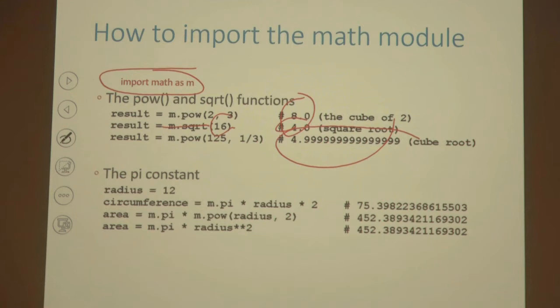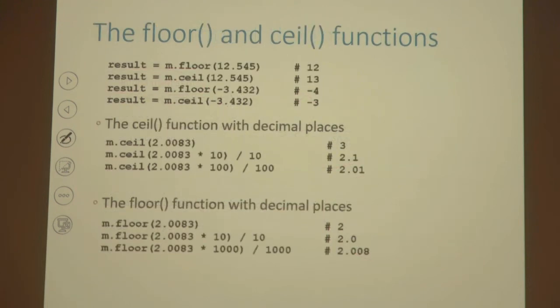Also, you know the pi value, which is 22 over 7, or 3.14. You can call it and use it like m.pi to calculate the circumference of a circle or the area of a circle. So always think of the math module as a very useful toolbox. There are many other functions, but I don't have time to go over them. You have the floor and the ceil. It gives you the floor or the ceiling of the numbers.